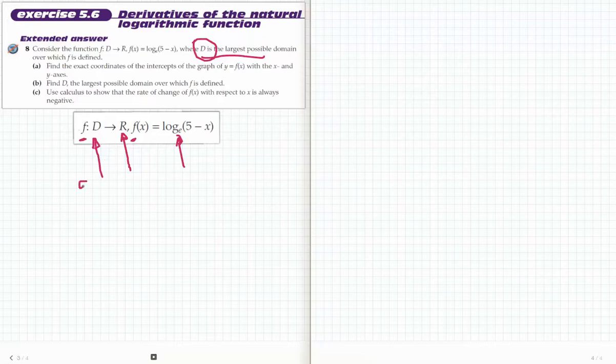D refers to the domain, and R refers to the range. However, it's really the values of y that are available to be mapped towards. So it's the codomain. But R isn't the range. I'd have to work out the range.